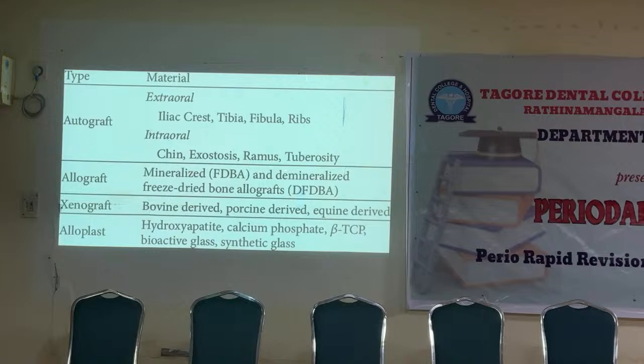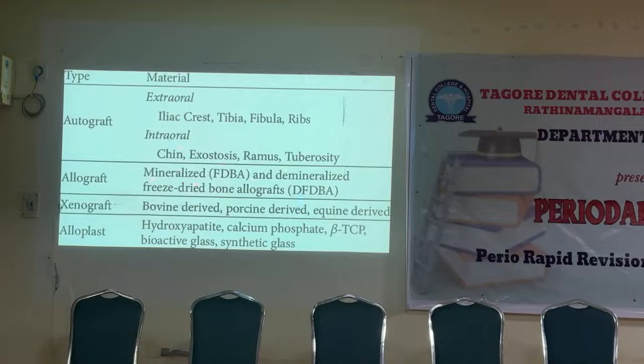Autograft: where can you procure autograft? If it is from the same individual, the areas you can procure from are the chin area, exostosis, ramus, tuberosity, and any extracted sockets. You can take intraoral sources of autograft. This is very important for the exam. If the examiner asks about bone graft, the next question will be what are the intraoral sources. So chin, exostosis, ramus, tuberosity. Extraoral is iliac crest, tibia, fibula, ribs.